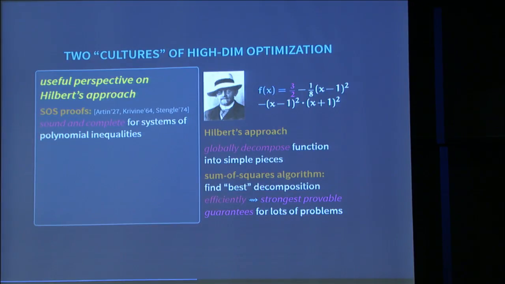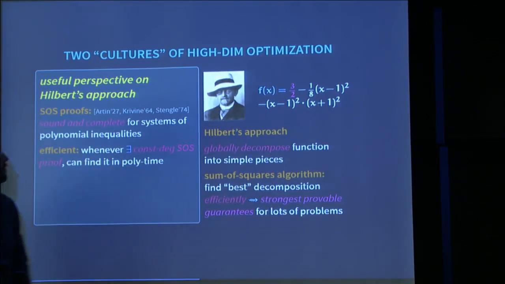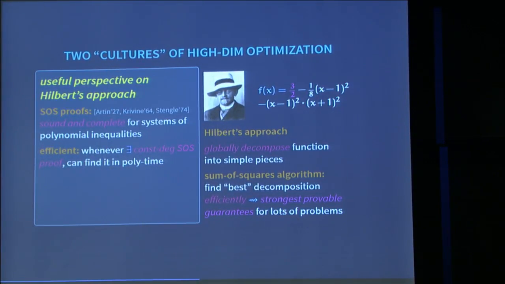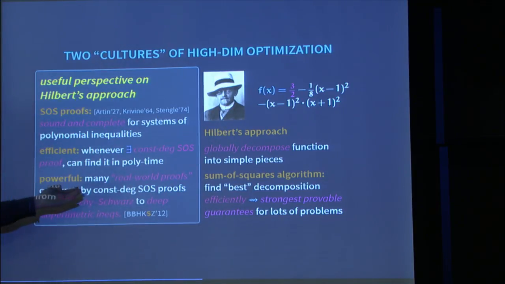Right. So we can view it as a sound and complete proof system for polynomial inequalities. And this proof system has the property that whenever there exists a constant degree sum of squares proof, where degree corresponds to the degree that appears in these decompositions, then we can find it in polynomial time. What makes this extremely powerful is that many real-world mathematical proofs turn out to be captured by constant degree sum of squares proofs. One useful but very simple example is Cauchy-Schwarz. But there are also rather deep isoperimetric inequalities that are captured by constant degree sum of squares proofs.